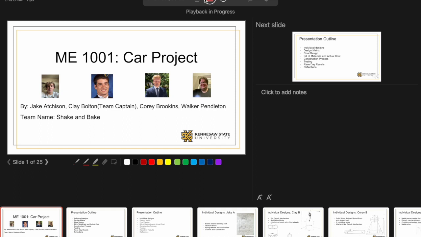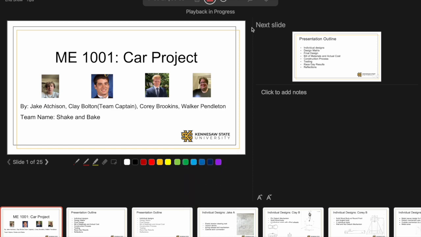This is my ME1000 car project that I did at Kennesaw in spring of 2023. If you're interested in engineering, I think this is going to be really good to help you. The ME1000 is basically an intro to mechanical engineering class. I think it was very good to understand what we were expected to do and how we were supposed to do it. I believe that this was just a very interesting experience.